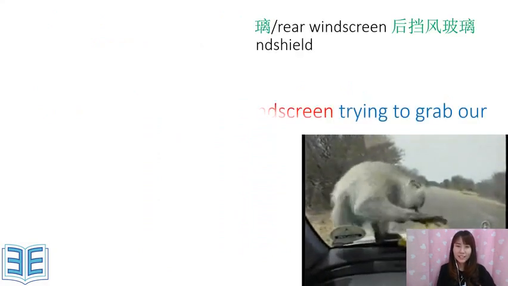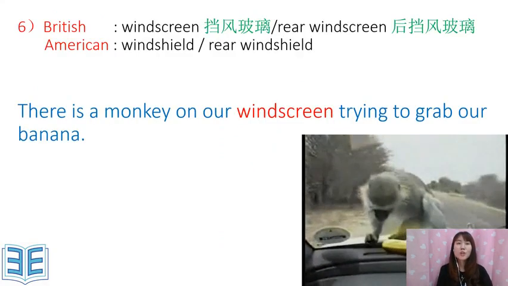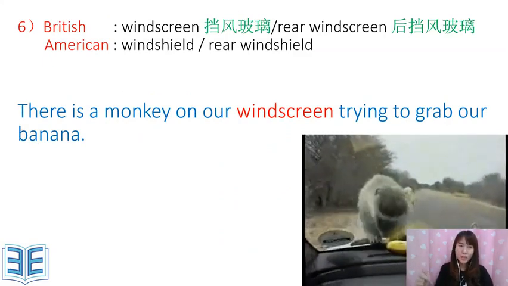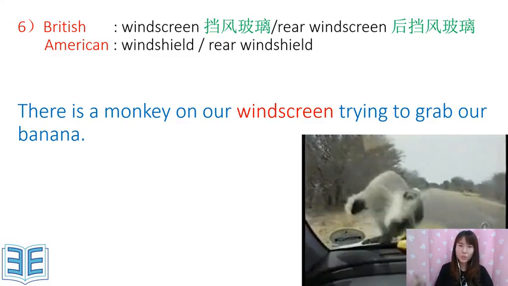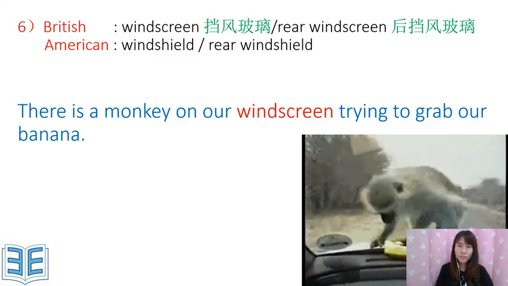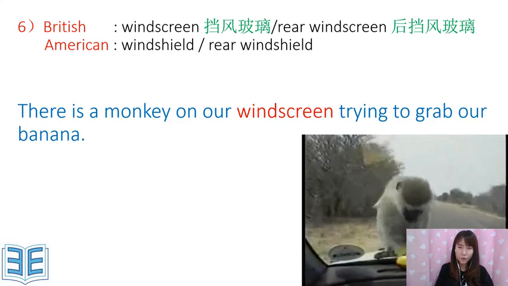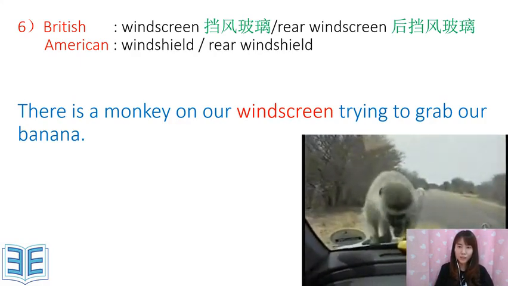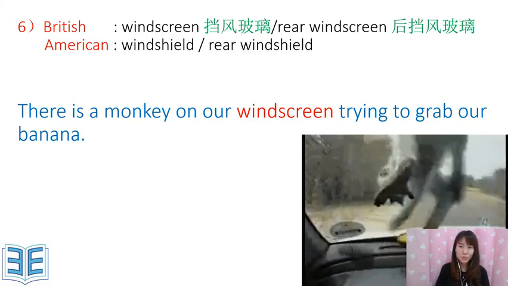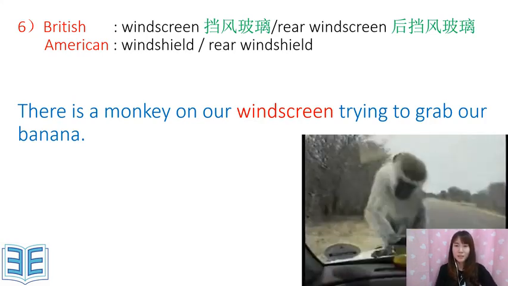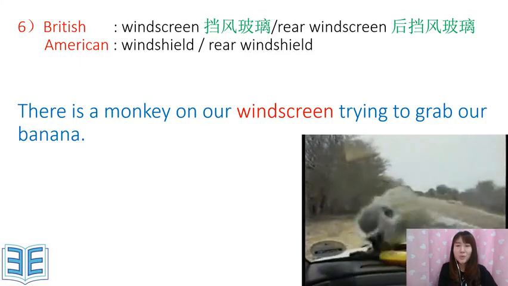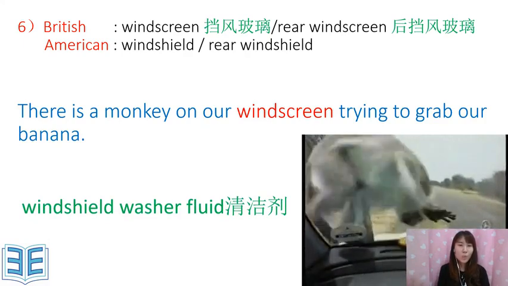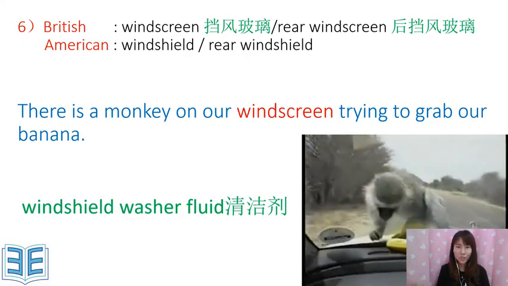Number 6, there's a monkey trying to grab the banana, but something is blocking it. What do you call that? According to British English, it's called the windscreen, or the back one, you call it the rear windscreen. American, you call it the windshield, or the rear windshield. Example here, there is a monkey on our windscreen trying to grab a banana. So if after a long time the monkey is getting angry and maybe he pooped on your windscreen, what you need now is the windscreen or the windshield washer fluid to clean your windscreen.